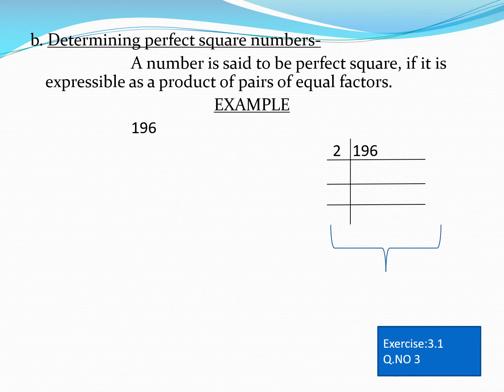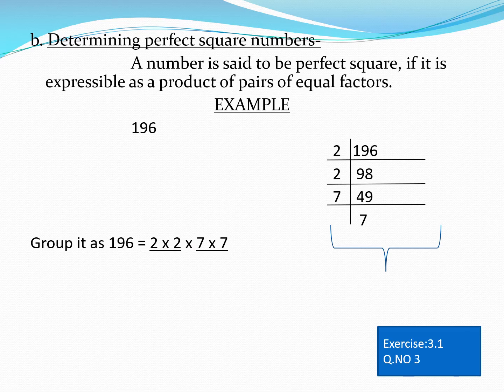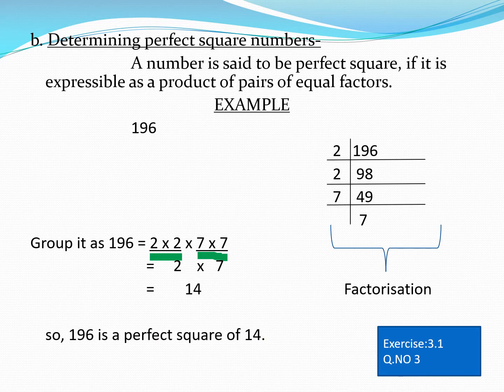Now 196 we can divide by 2, we will get 98. Again we divide it by 2, we get 49. Now 49 we can divide by 7. So we can write 196 equal to 2 into 2 into 7 into 7. From here, let us make pairs of 2 and 2, 7 and 7. From both the pairs, let us take one number each, 2 and 7, equal to 2 into 7 is 14. So we can say that 196 is a perfect square of 14.